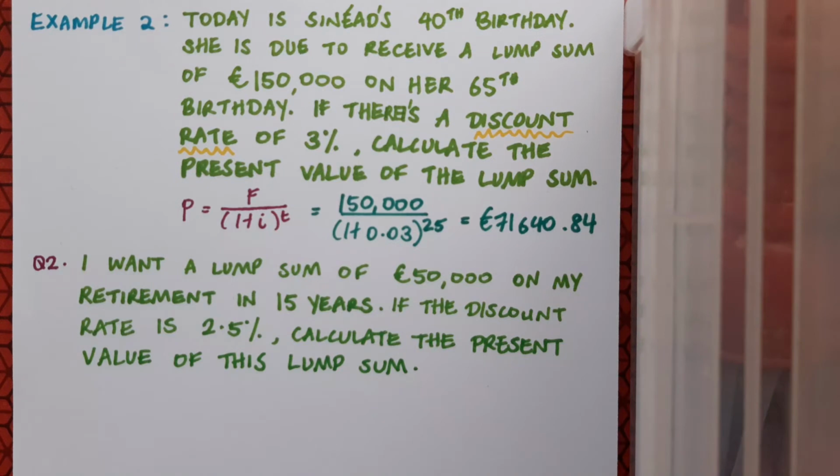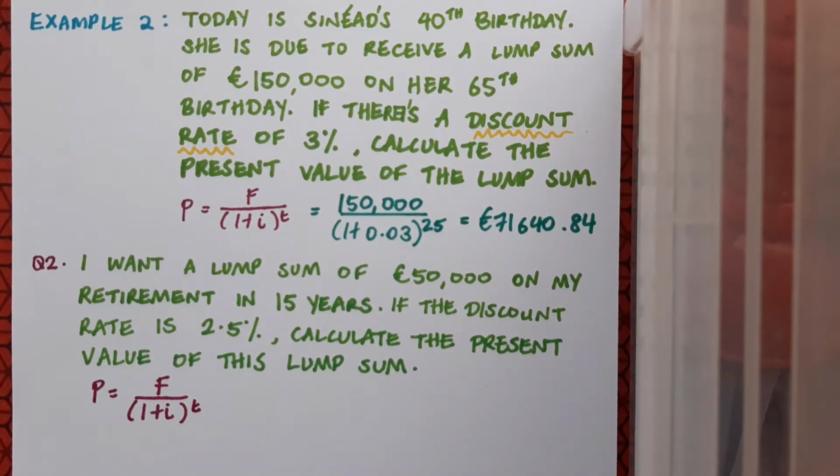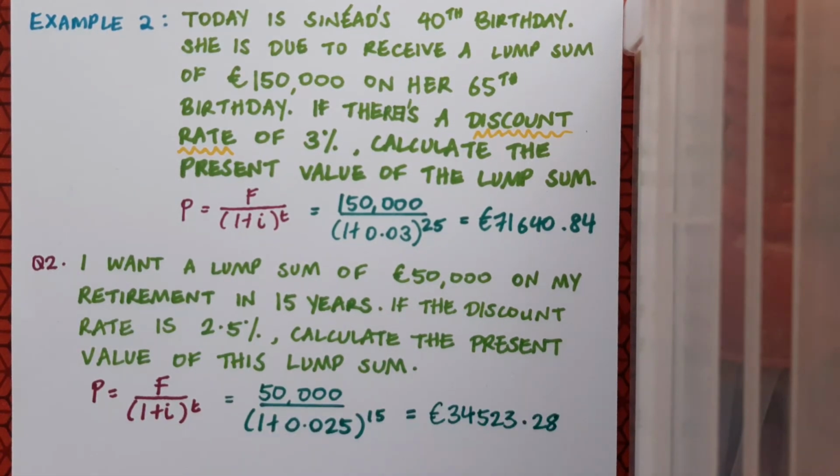So here's a question for you. I want a lump sum of 50,000 on my retirement in 15 years. If the discount rate is 2.5%, calculate the present value of this lump sum. Pause the video, do the question, and then play and see if you're correct. So I'll first of all make a note of the formula, and then I'll substitute my values in. And my solution is 34,523.28. This is the present value. So again, what that means is that if I was to put this amount of money into an investment now for 15 years at 2.5%, it would amount to 50,000 at the end of that term.